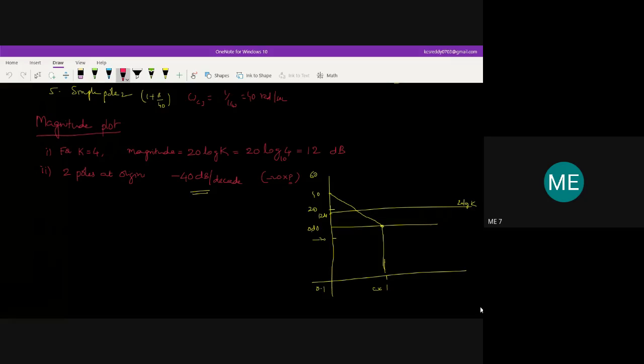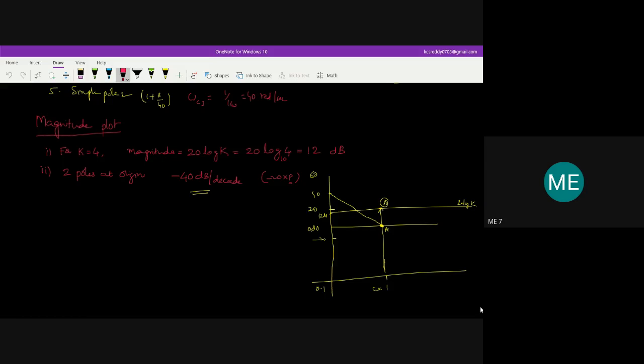This point of intersection has to be shifted onto the 20 log K line. We are going to shift this point onto the 20 log K line like this. For example, point A is shifted to here. A is nothing but the intersection of this line of slope minus 40 and the 0 dB line, that is at omega equal to 1. So this point is shifted to this position, onto the 20 log K line.